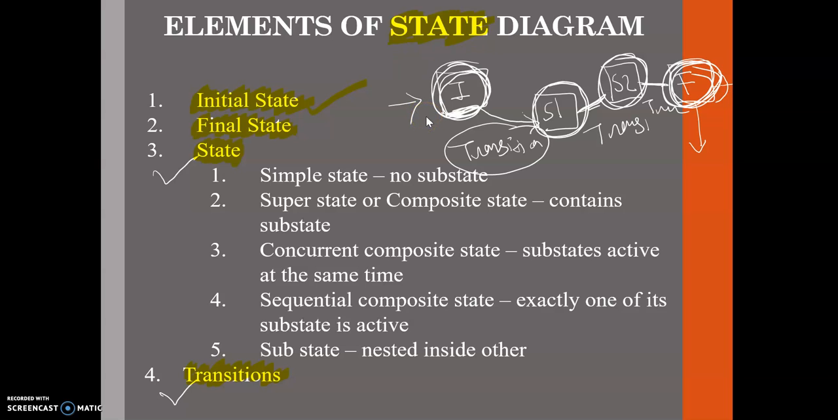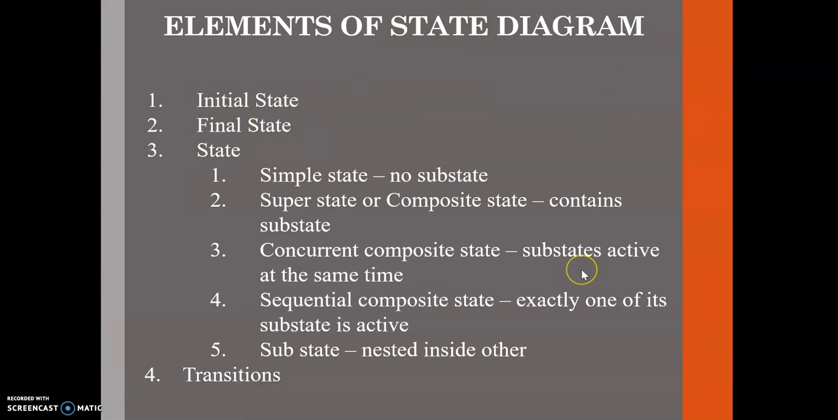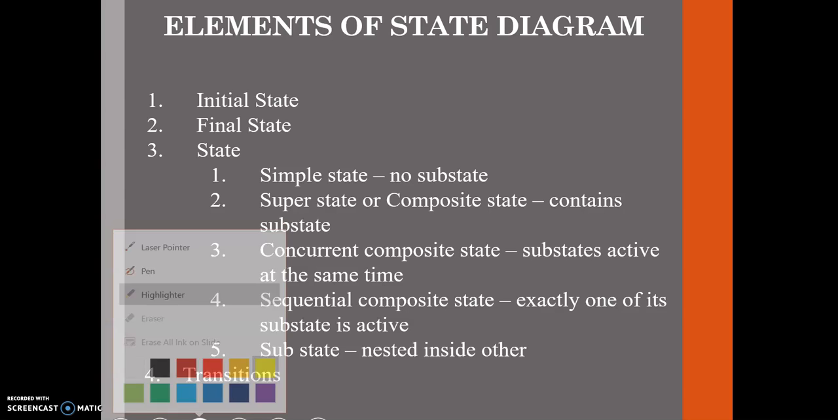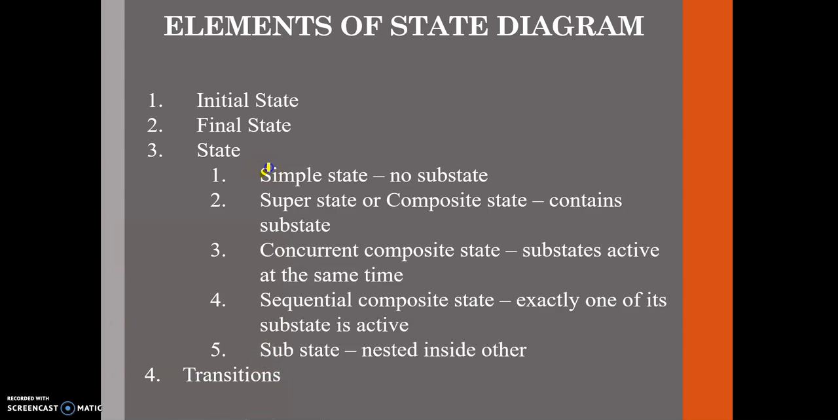So these are the elements we use to draw the state chart diagram: the initial state, the final state, the states, and the transition. Now let's talk about all these different states. What does it mean? Here we first have the simple state.